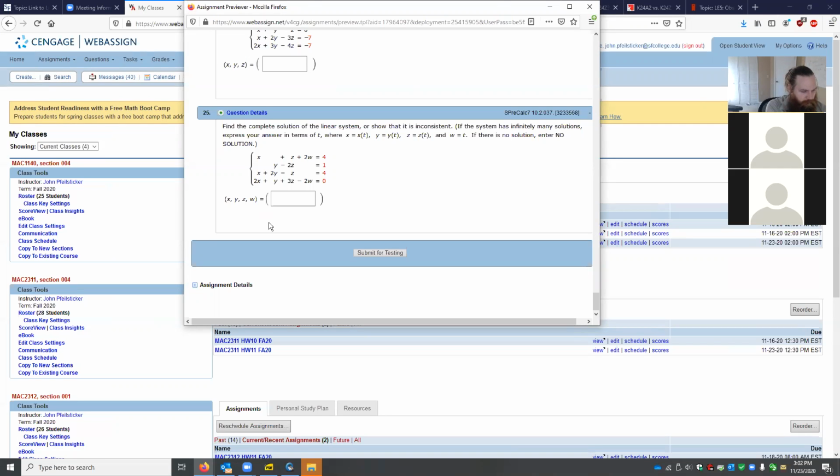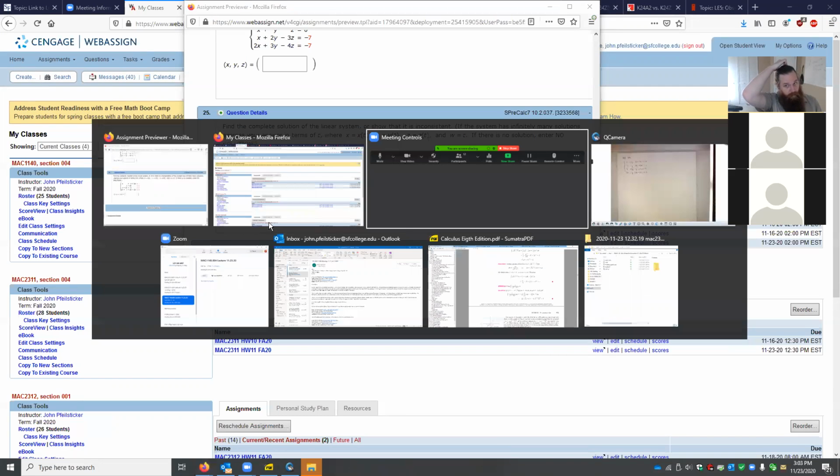This is x plus 0y plus z plus 2w equals 4. 0x plus y minus 2z plus 0w equals 1. x plus 2y minus z plus 0w equals 4, and then 2x plus y plus 3z minus 2w equals 0. All right, here's your system.